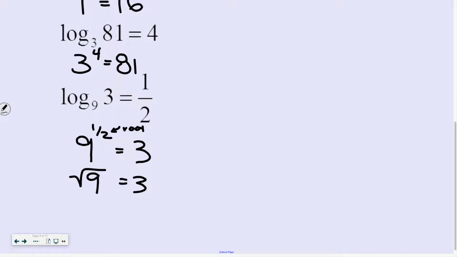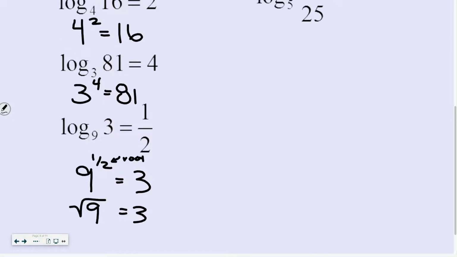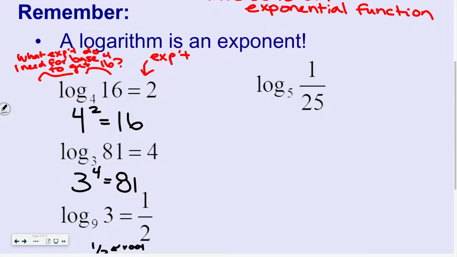So real quickly with your groups, use your brain power, not your calculators here. Can you evaluate the logarithmic expression log base 5 of 1/25? So remember, what is a log? A log is a simple way to ask this question over here. What is the exponent you need for that base to get that number? So you and your group are thinking about what exponent you need for a base of 5 to get 1/25.